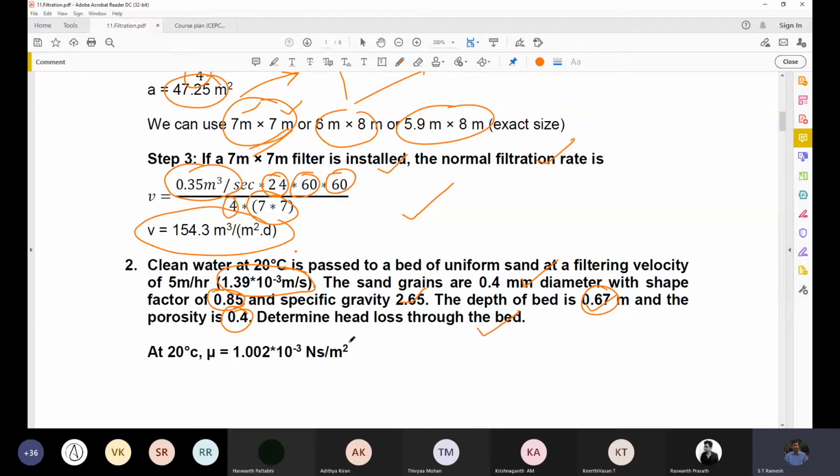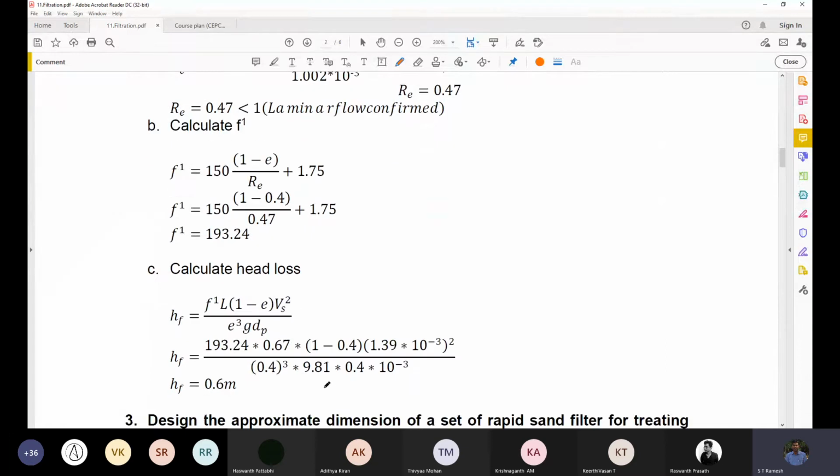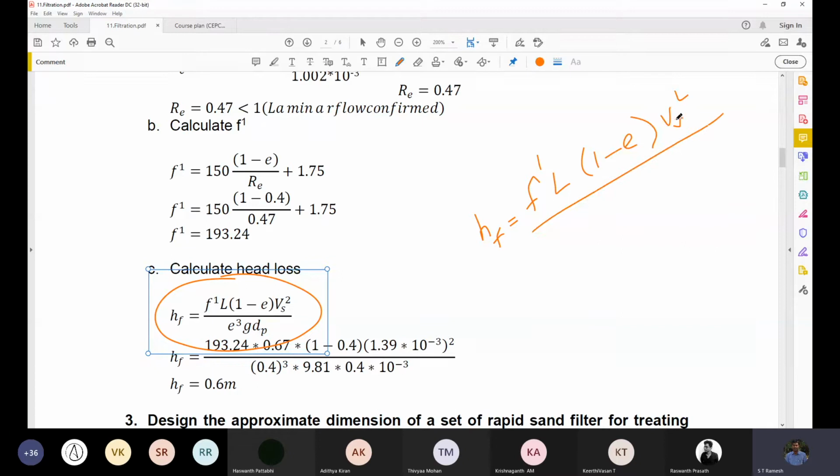For 20 degrees Celsius, you need to refer to the table of standard properties of water, and you can pick up the dynamic viscosity, that is 1.002 into 10 power minus 3 Newton second per meter square. This equation we are already familiar with. We are going to use the Kozeny-Carman equation that we have discussed: hf is equal to f' into L into (1 minus e) into vs square divided by e cube into g into dp. This is the equation to calculate the head loss if the material is homogeneous and the flow is laminar. That we discussed in the last class.